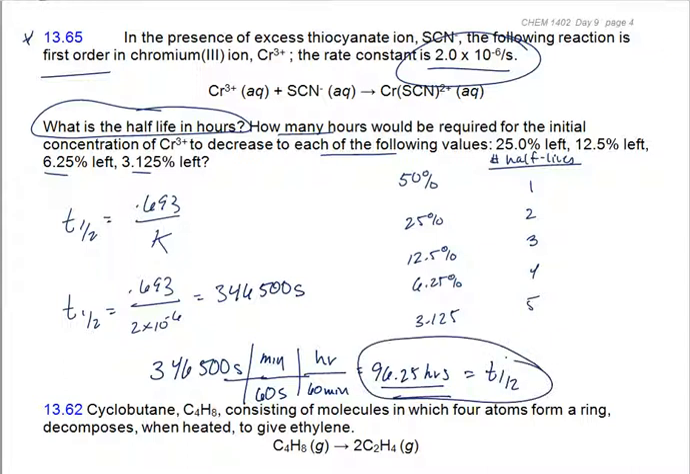Then, my answer for one half-life would just be that, 96.25 hours, right? Two half-lives take 96 times 2. Three half-lives take 96 times 3 and 4, right? And that's the answer for all those.